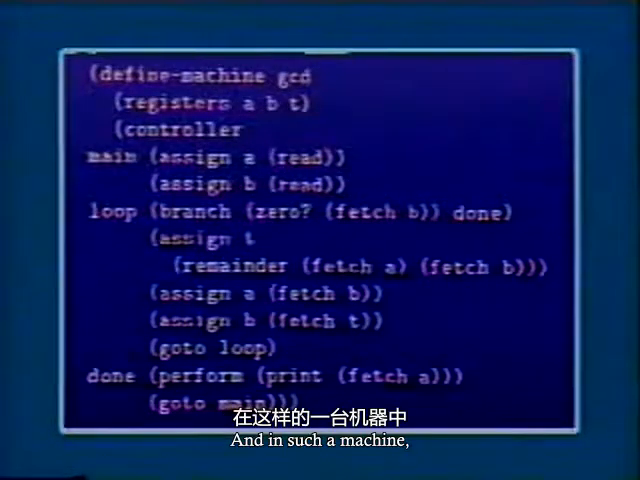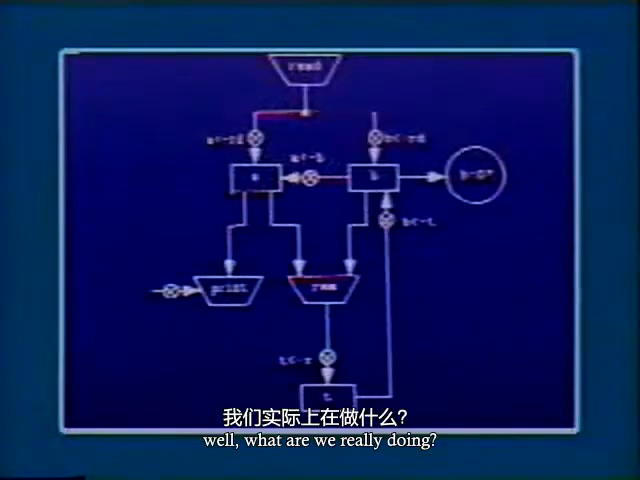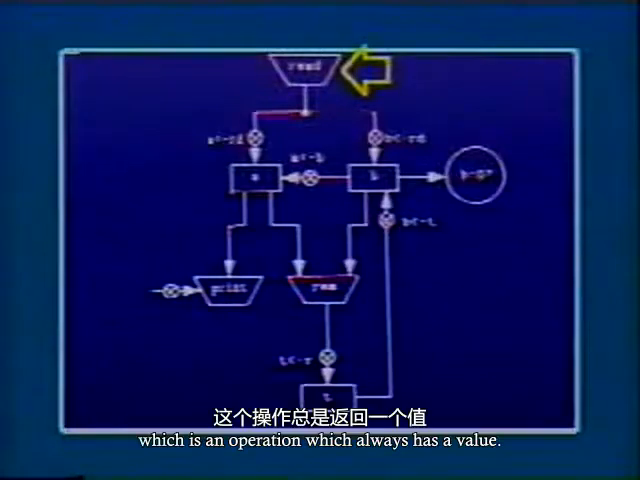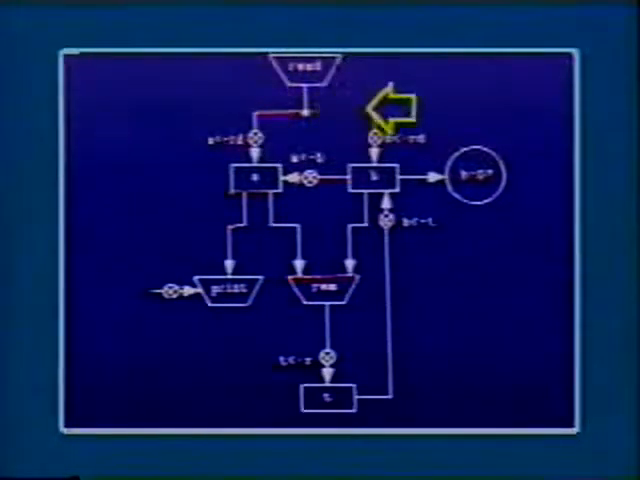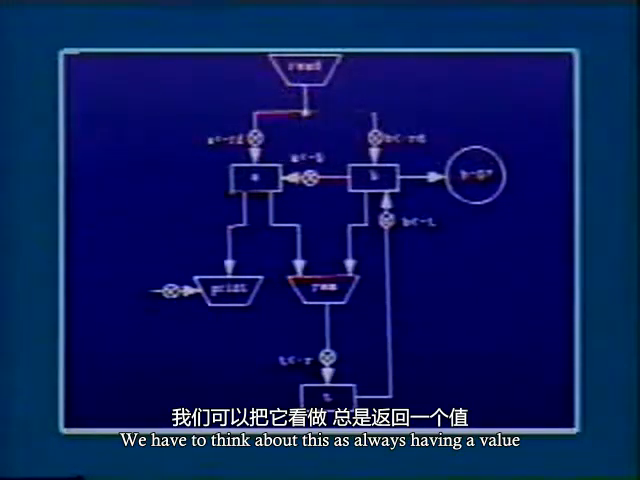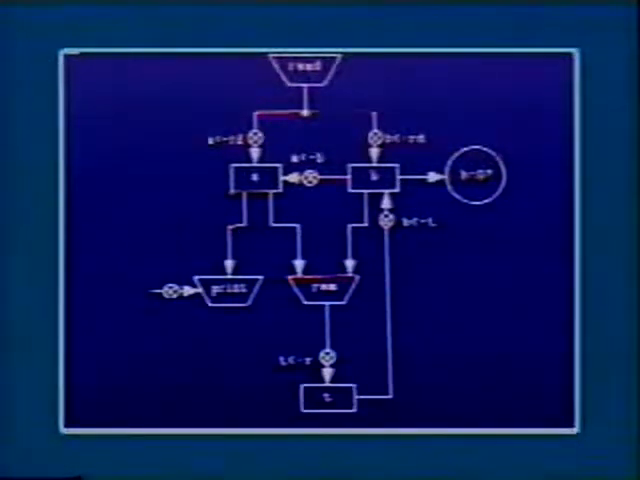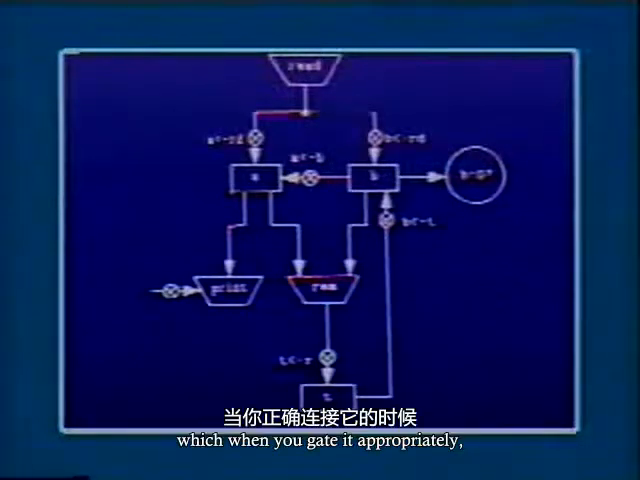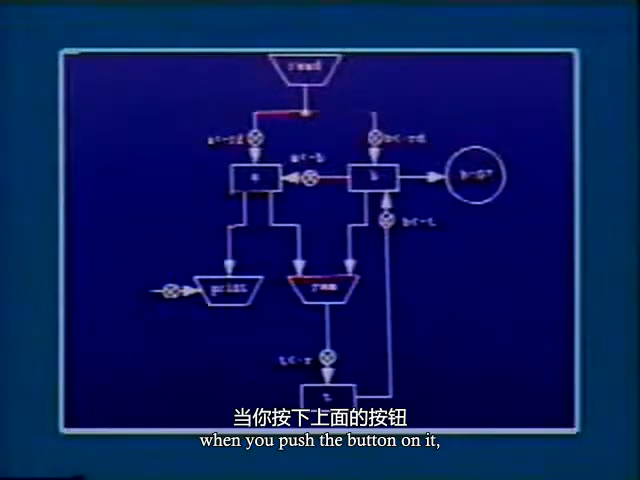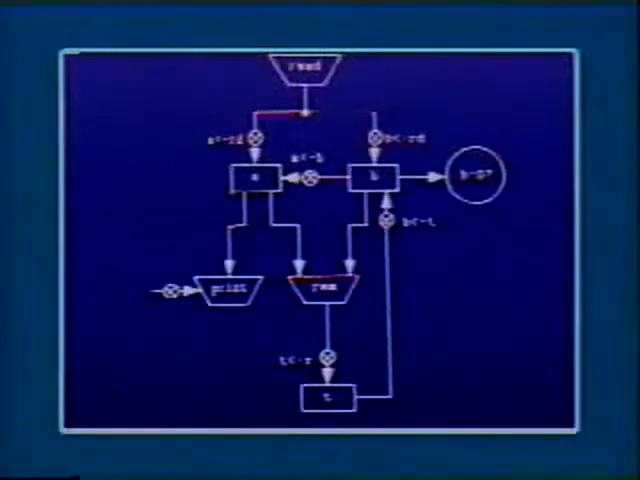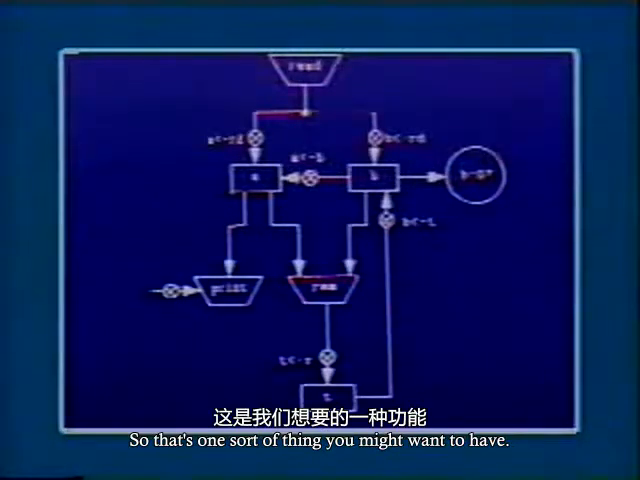And in such a machine, well, what are we really doing? We're just saying that there's a source over here called read, which is an operation which always has a value. We have to think about this as always having a value which can be gated into either register A or B. And print is some sort of thing which, when you gate it appropriately, when you push the button on it, will cause a print of the value that's currently in register A. Nothing very exciting.